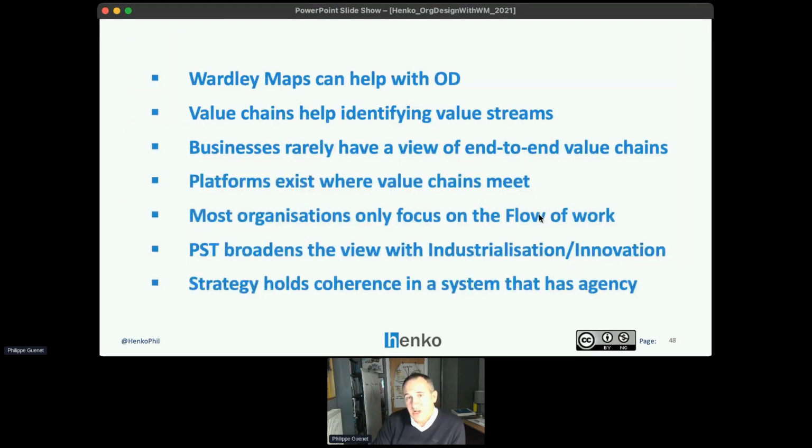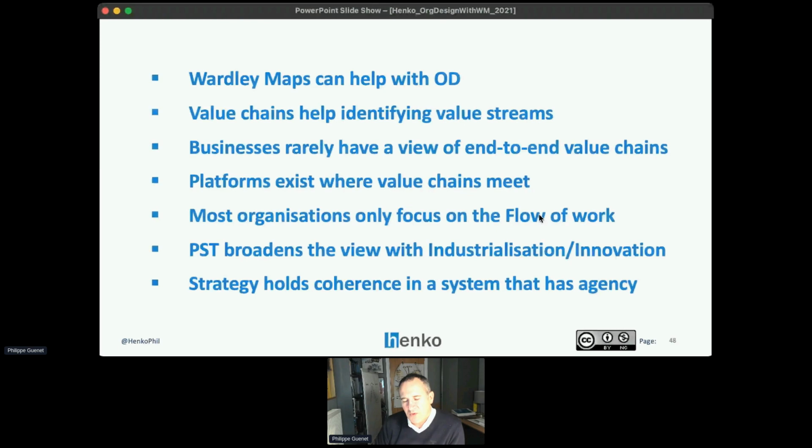So in conclusion, really, Wardley Maps can help with organization design. I'm convinced of that. And the few experiments I've done have actually worked well with it. The value chain really does help identify value streams. People that go with value stream mapping of the business and then value stream mapping of change and so on get really confused very quickly. Whereas the value chains and the approach of Wardley Maps are extremely quick for identifying ways of seeing the business.